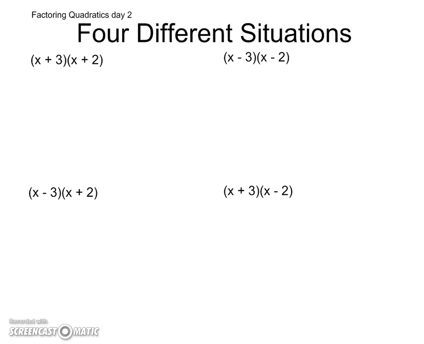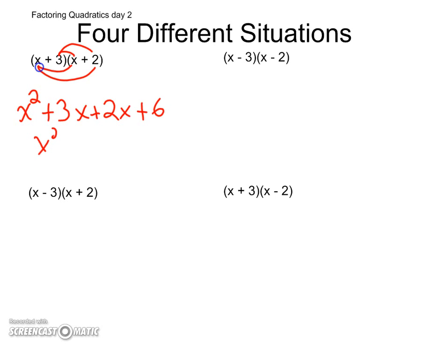We'll use FOIL, so it'll be first times the first, outside, outside, inside, inside, last times the last. So this would be x squared plus 3x plus 2x plus 6, x squared plus 5x plus 6. Notice that we have 2 positive terms there.